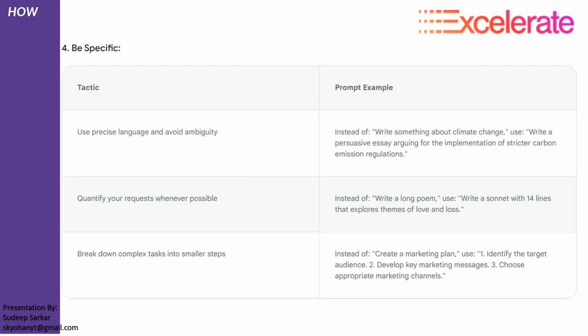Be specific, use precise language, and avoid ambiguity. Instead of "write something about climate change," use "write a persuasive essay arguing for the implementation of stricter carbon emission regulations." Quantify your research whenever possible. Instead of "write a long poem," no, "write a sonnet with 14 lines that explores themes of love and loss." It will make sure that you get a specific outcome only.